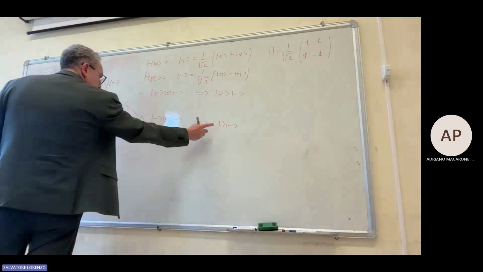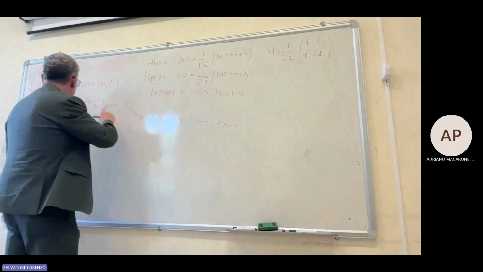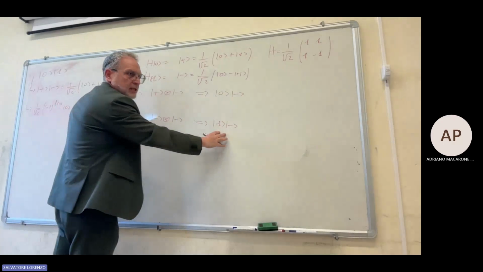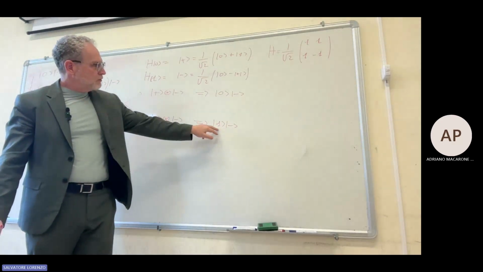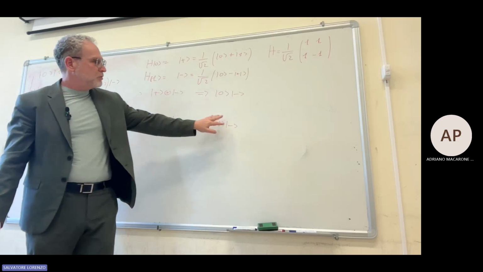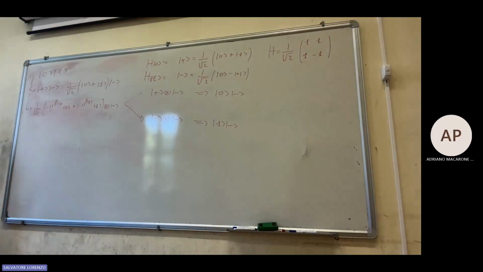Instead, if the function is different between f0 and f1, we obtain this state. We make a measurement, and with certainty we obtain the state 1 minus. So we obtain this state. As you can see, with only a single measurement, you were able to obtain the same result that with a classical computer you need two measurements.